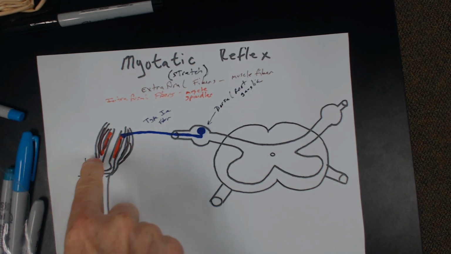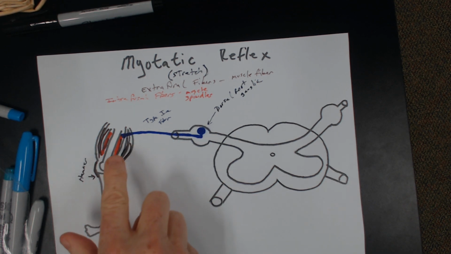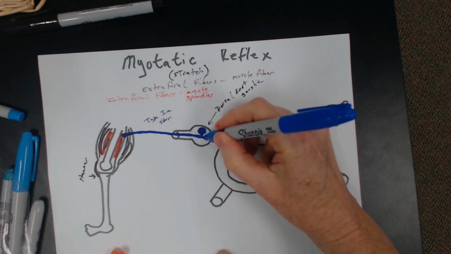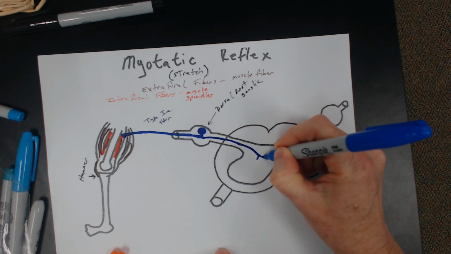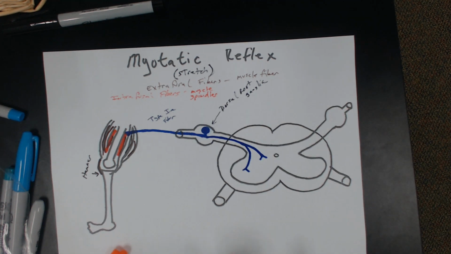So, like I said, if you took a hammer and you hit here, you're going to quickly stretch that muscle, which is going to send a signal to the type 1A fiber all the way to the neural cell body in the dorsal root ganglia. What happens here is that the axon that comes out actually bifurcates. So here and here.